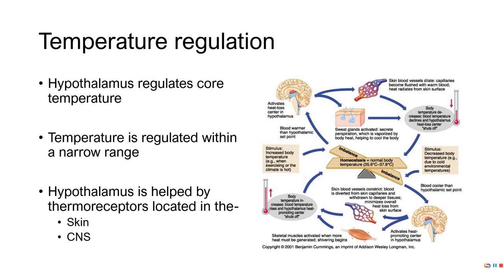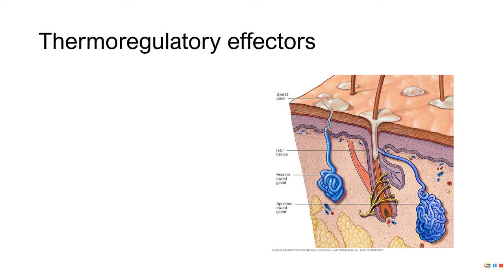The hypothalamus is the part of the brain that controls this, but in order to do its job, it needs to get information. It gets information from thermoreceptors that are found in the skin and in the central nervous system. You actually have temperature receptors in your brain, among other places. We're just going to talk a little bit about how this works now, and we'll talk more about it in the next day's lectures.